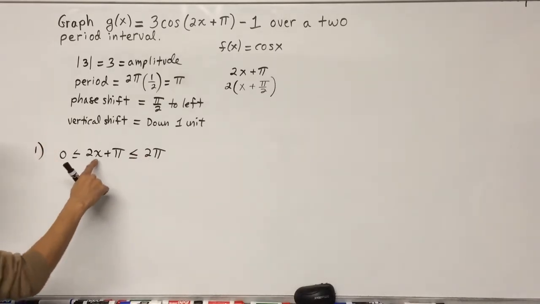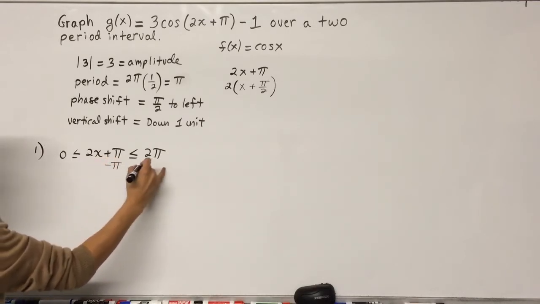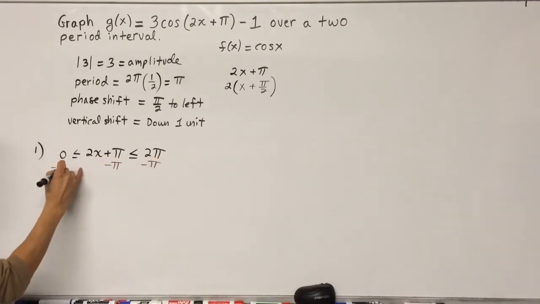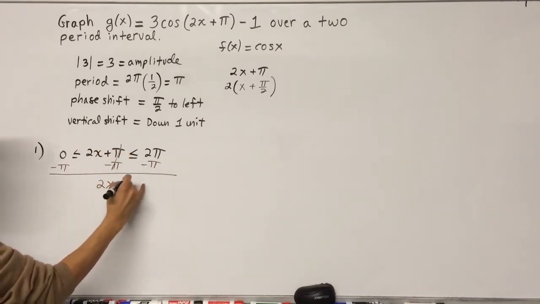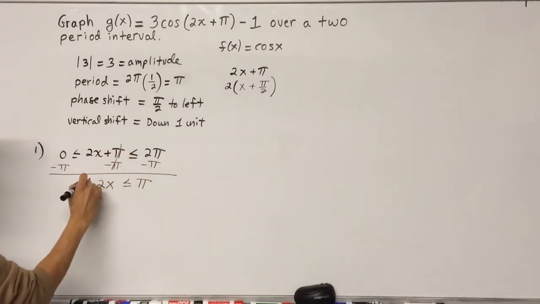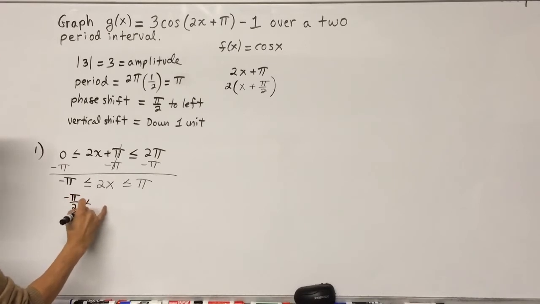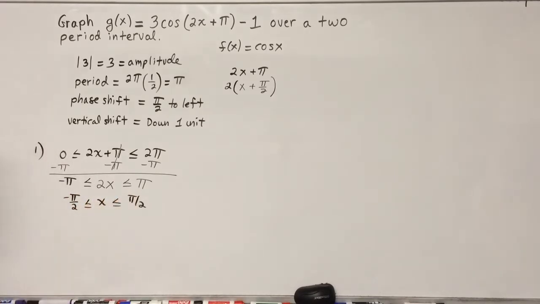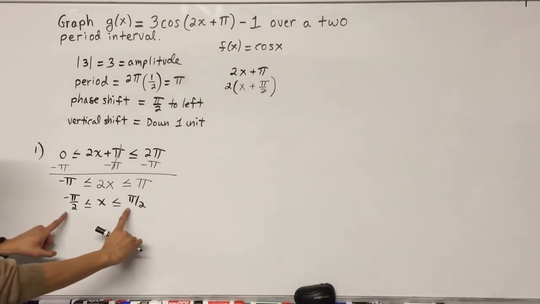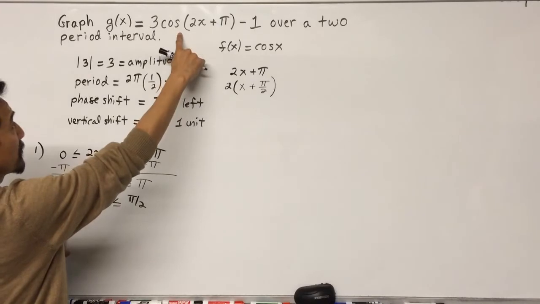So all we have to do is solve for x. We subtract pi from all sides. And then I'm going to divide by 2. Okay. So that interval is the interval that I'm going to use to begin graphing this function here.